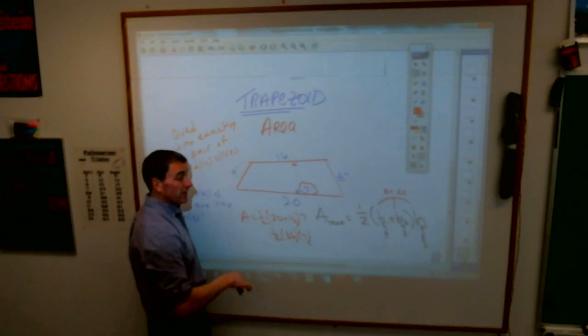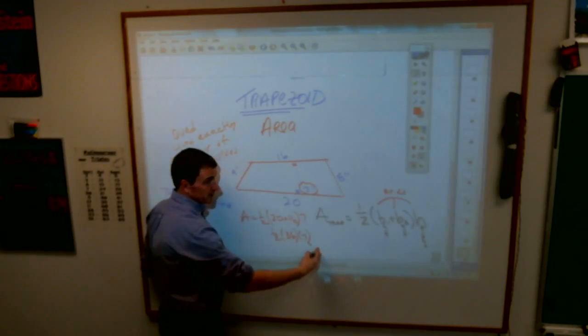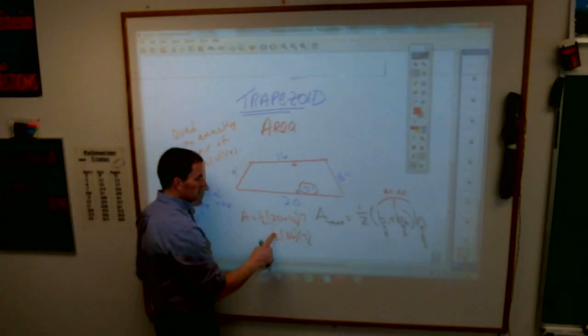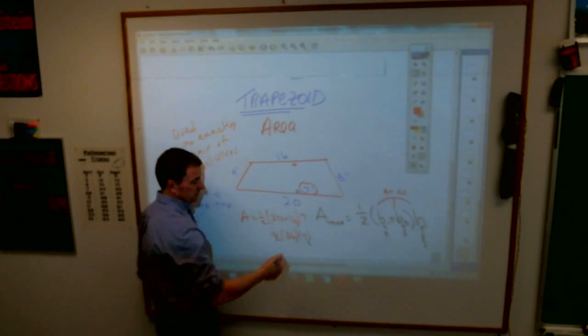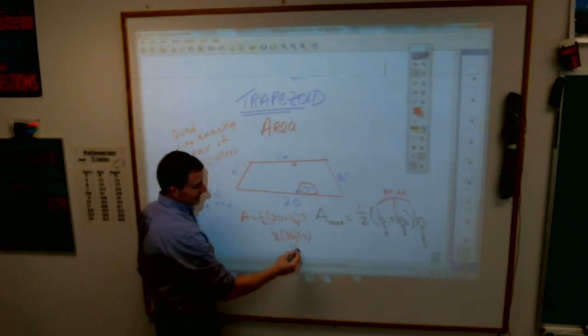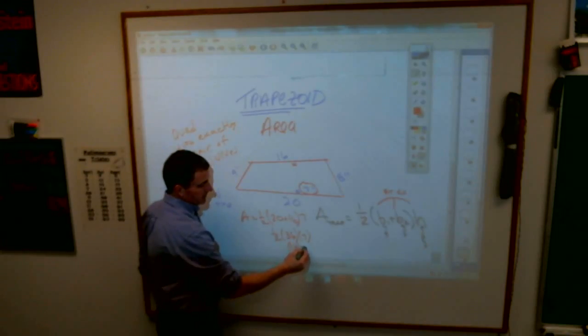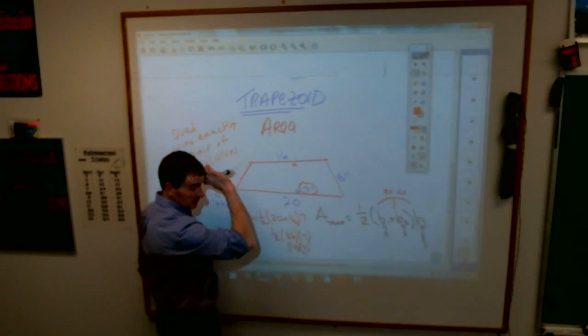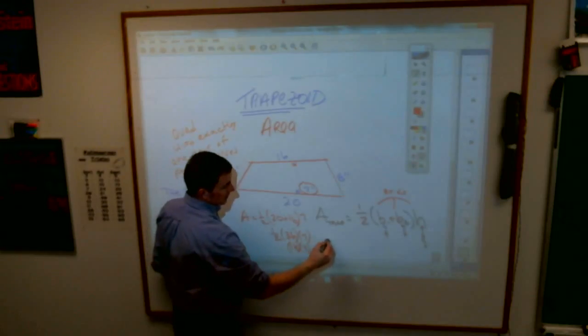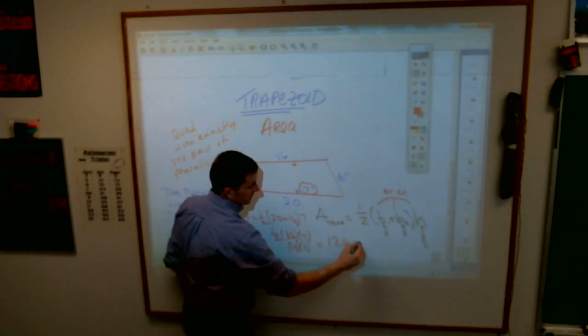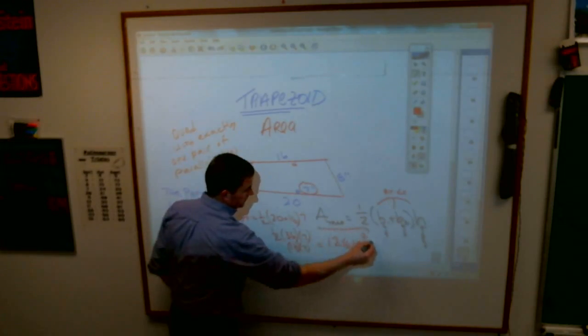Now that it's all multiplication, you can take half of anything if you want. You can multiply these two together and take half of it, or take half of that and multiply by that, it doesn't really matter. Half of 36 is 18, and 18 times 7, what, 126? 126 inches squared.